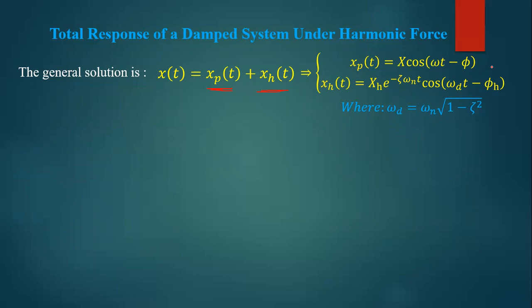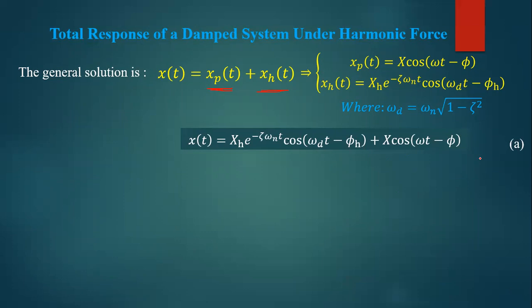So x = x_h e^(-ζω_n t) cos(ω_d t − φ_h) + X cos(ωt − φ). This we have already discussed in the other lectures. So the equation consists of this part plus this one, and this is the general solution. X_h is the amplitude of the homogeneous solution part, and X is the maximum amplitude of the steady state solution. φ is the phase difference of the steady state, and ω_d is the damped natural frequency. And φ_h is the phase difference due to the homogeneous solution.